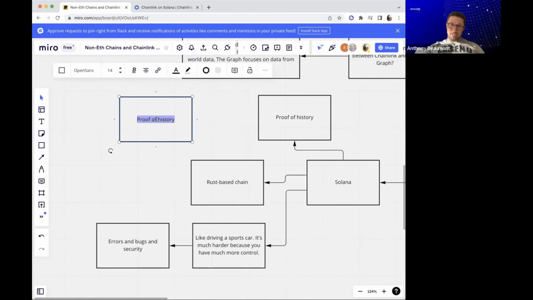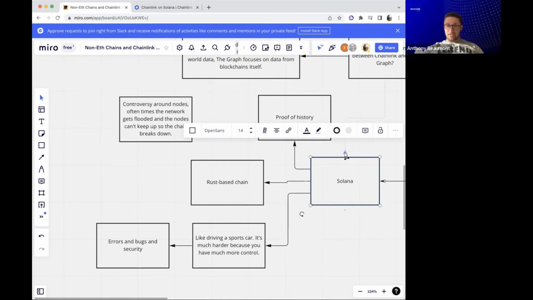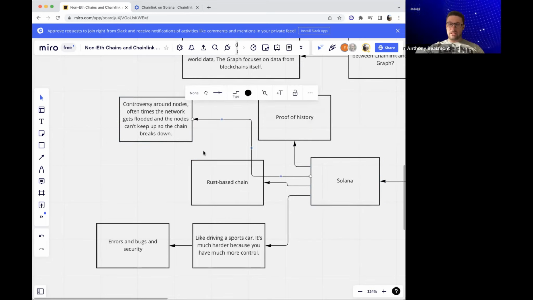And it should be noted about Solana, there's a lot of controversy. Mainly that controversy centers around nodes. Oftentimes the network gets flooded and the nodes can't keep up. So the chain breaks down. And this is a big problem with Solana that you'll often hear memes about. Oh, is it a Monday? Is Solana down again? So a bit of a tricky one for them, but it is still extremely fast, extremely efficient, extremely cheap to run stuff on, and extremely popular.